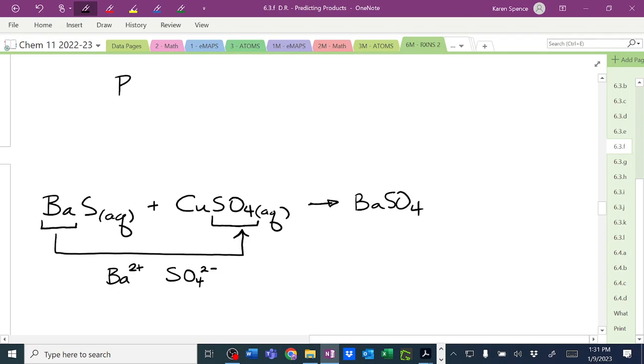What if I had had barium and chloride? Then I would have to say BaCl2, okay? Always important, so write out your ions. So write out your outside ions with the charges and make sure you balance the charges.